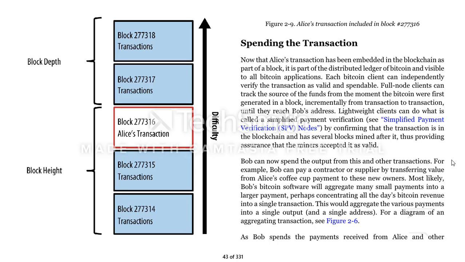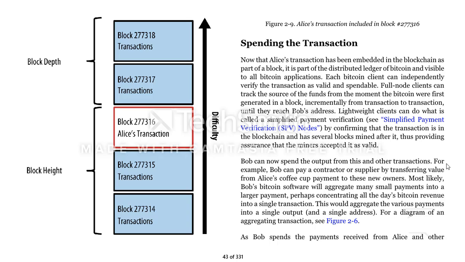Lightweight clients can do what is called a simplified payment verification, see Simplified Payment Verification (SPV) nodes, by confirming that the transaction is in the blockchain and has several blocks mined after it, thus providing assurance that the miners accepted it as valid. Bob can now spend the output from this and other transactions.